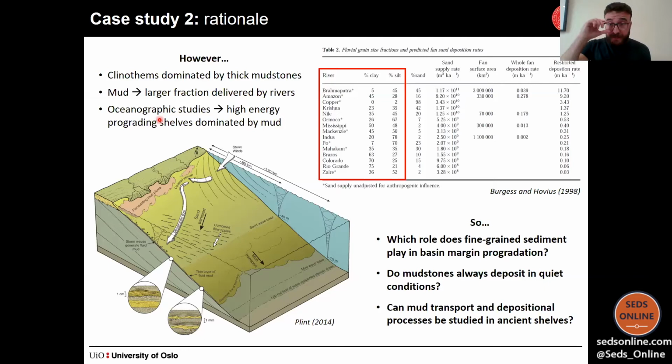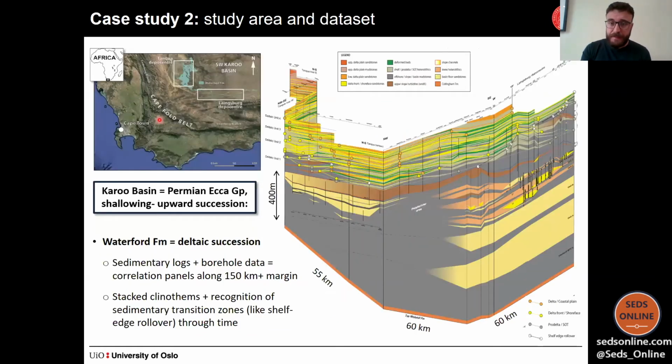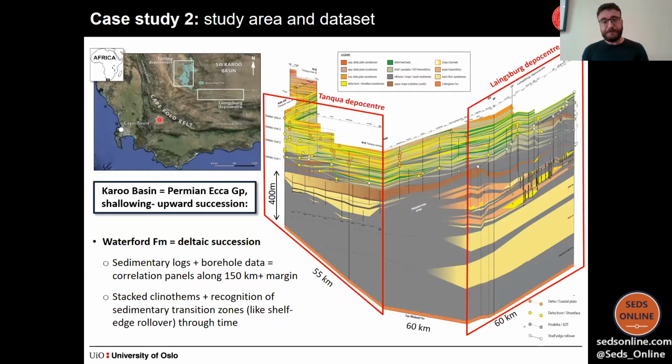In order to try to answer these questions, we go back to the Karoo Basin. In this case, I'm going to show you examples from both the Tanqua and the Laingsburg Depocentre. And again, because we have this extensive data set with sedimentary logs and borehole data, we can build these correlation panels and we can show these clinothems that are allowing us to document the transition zones like the shelf edge, for example, and how the shelf edge position has changed through time.